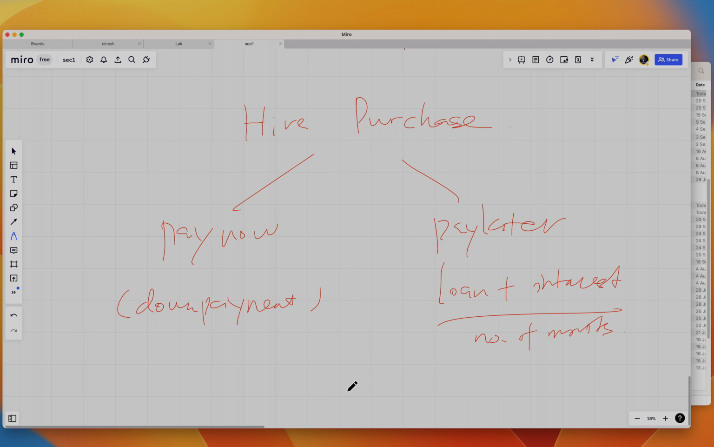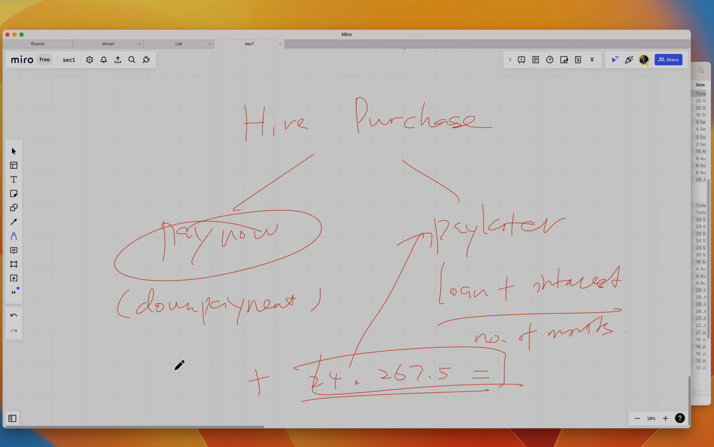So for this question 8, I see that there is 24 months and each month is 267.5. So this will give you the pay later portion, which is 6,400. But over here they ask for the total amount Chris pays for the television. So you need to add the pay now portion as well, which is 6950. You want to double check your first answer.